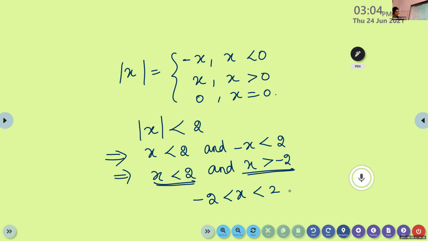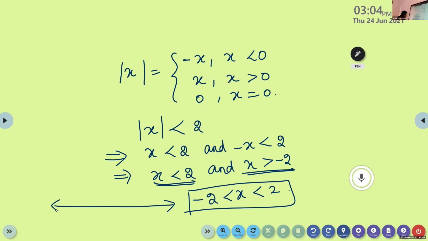So x takes values only between minus 2 and 2. If you want, we can represent this on a number line, isn't it? It takes the values from 0, 1, 2, minus 1, minus 2. So it is from minus 2 to 2. At minus 2 we draw an open circle. Open circle means it is not included. Only these values are there.